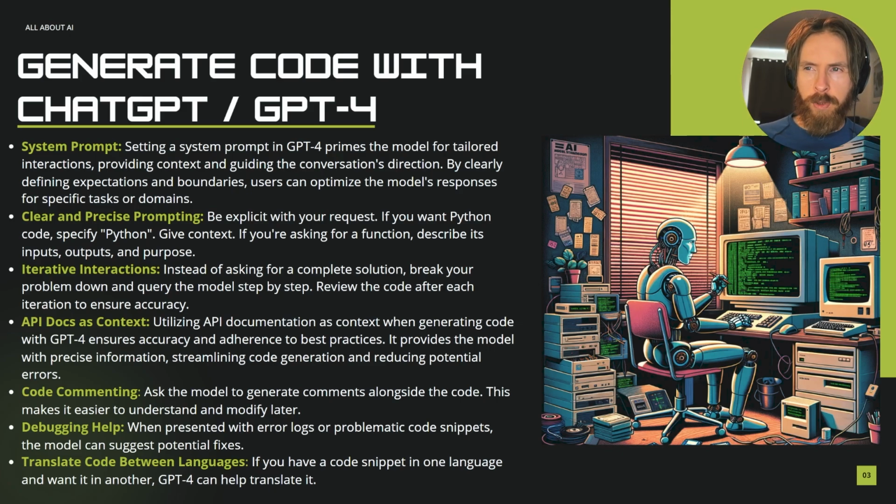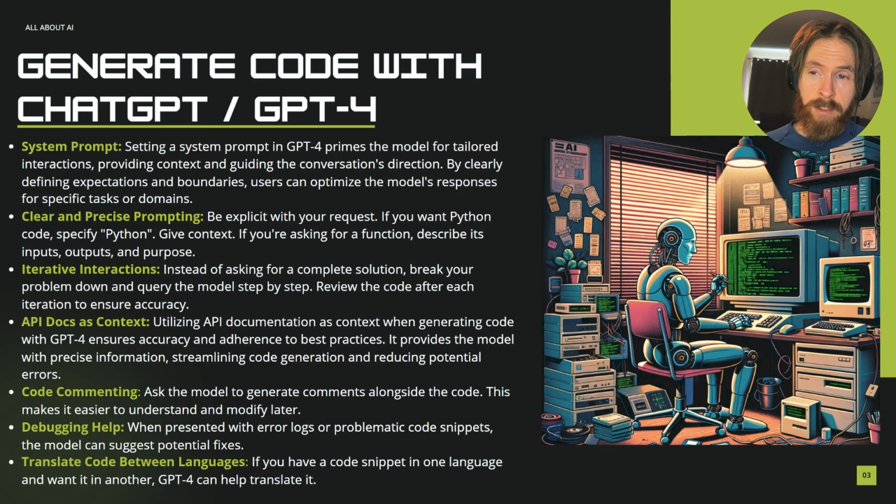So if you are more precise, let's say you want Python code, just say you want Python code. Give context, ask for a function, describe inputs, outputs, and purpose. We have iterative interactions. Instead of asking for a complete solution, try to break it down step by step. You know the thing, chain of thought. This also produces better results, and sometimes you have to do the code in steps because you can't do the full thing at once.